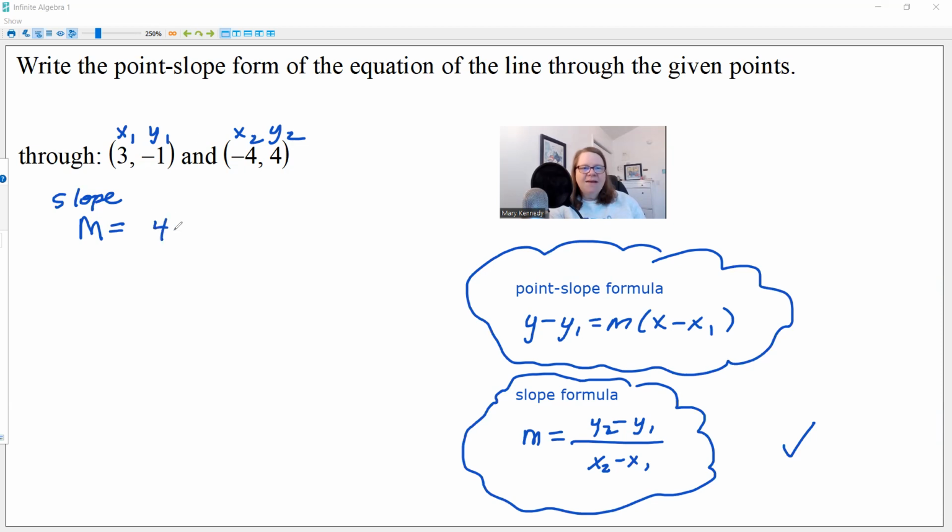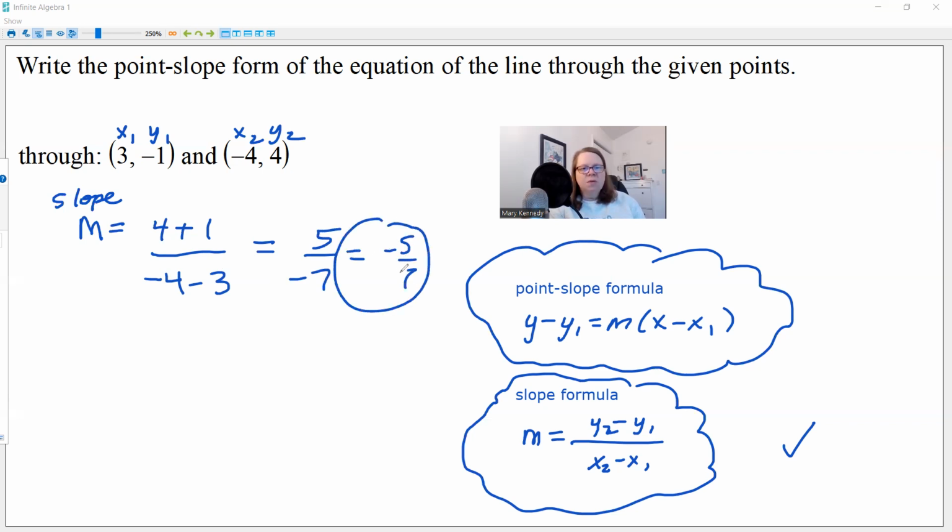So 4 minus negative 1. Minus a negative, notice I just automatically put it as a plus. 4 minus negative 1 is 4 plus 1 over x sub 2 minus x sub 1. So the second x is negative 4 minus the first x was 3. All right, 4 plus 1 is 5, and negative 4 minus 3 is negative 7. So that's a negative 5/7 slope.